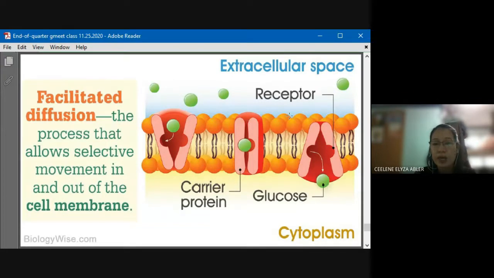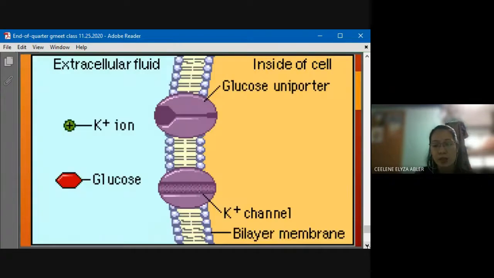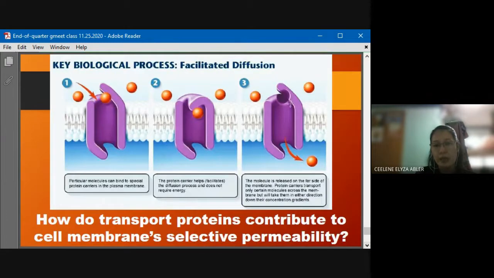So kapag wala kang nakikita dyang ATP, that means it's by facilitated diffusion. So it's still passive transport kasi walang energy expenditure. Walang ginamit na ATP. So kapag may ATP na ito dito, ang ibig sabihin, saka ka na magsabi na it's an active transport. It requires energy na. Okay? So facilitated diffusion. So it's part of the permeability of the cell membrane.